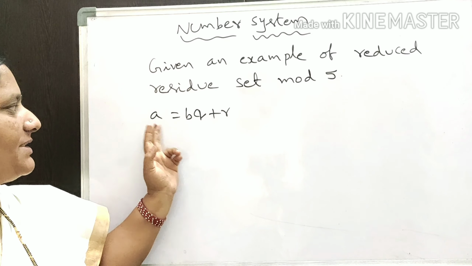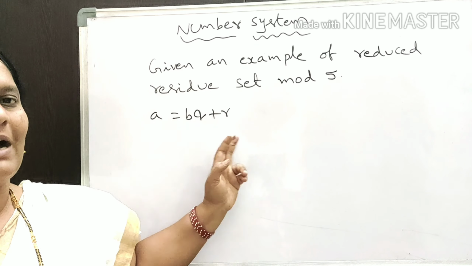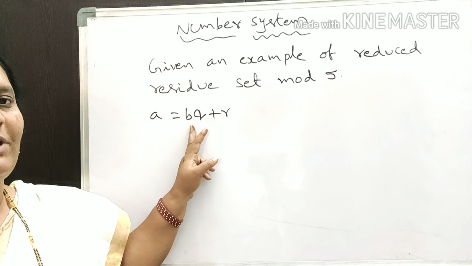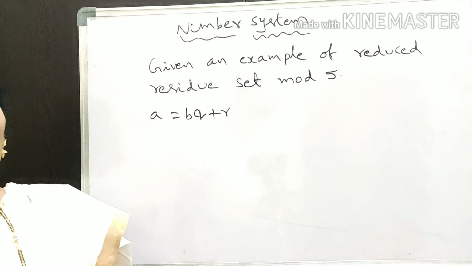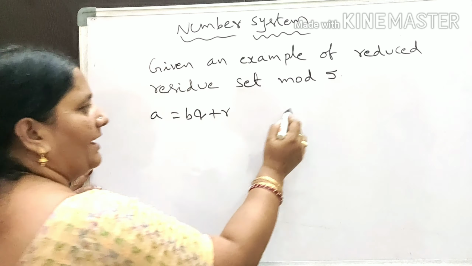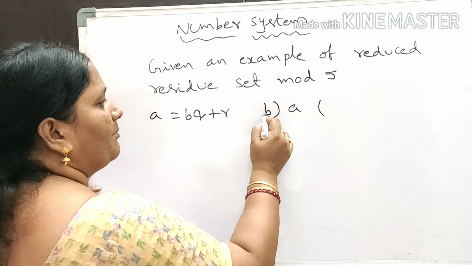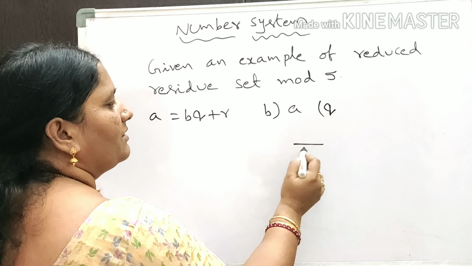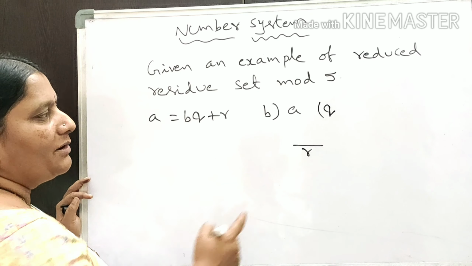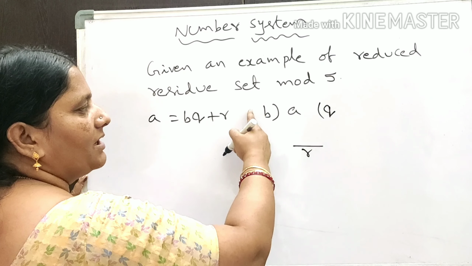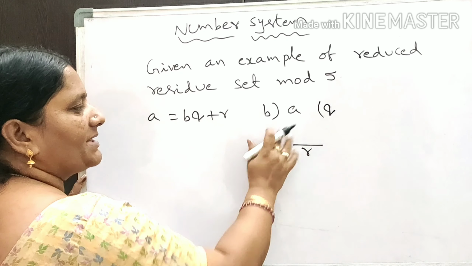Euclid's division lemma is a equal to bq plus r, where a and b are any two integers. When a is divided by b, quotient is q and remainder is r, then according to the division rule, we can write dividend equal to divisor into quotient plus remainder.